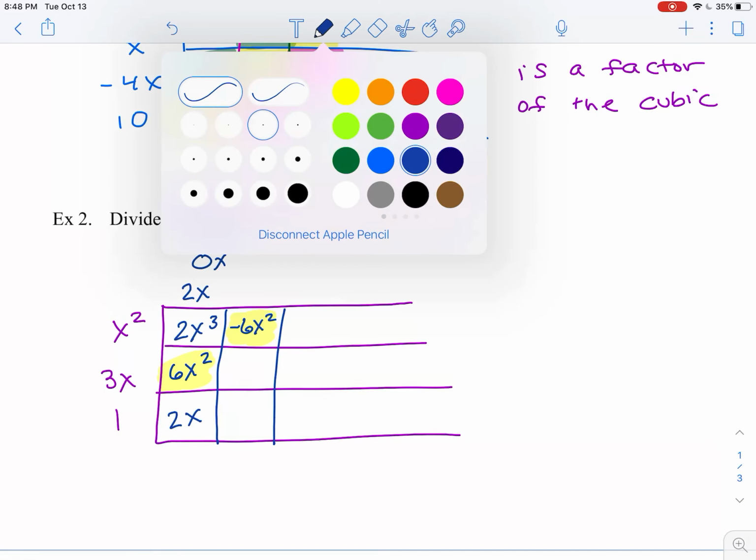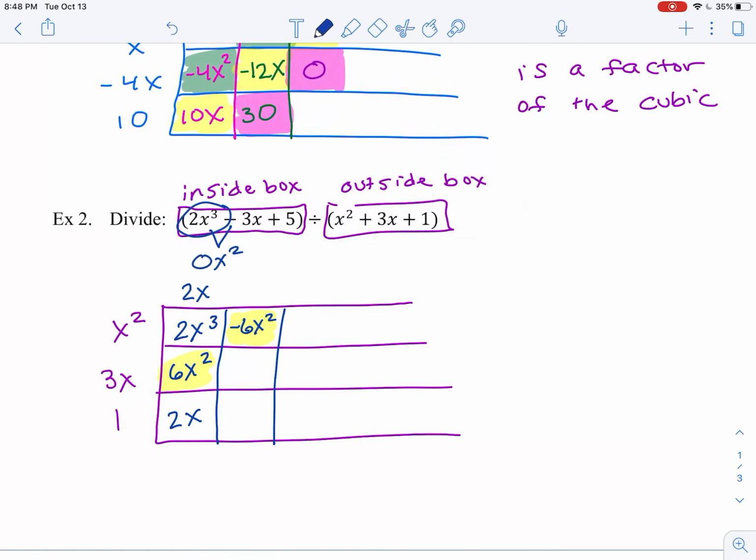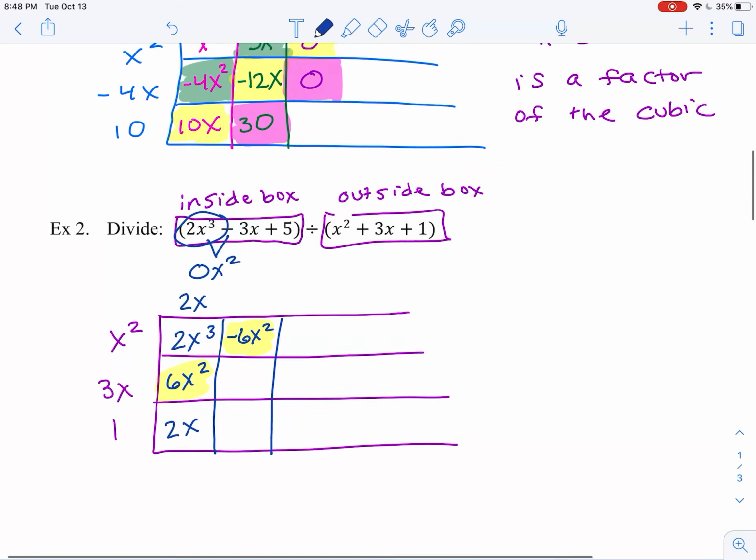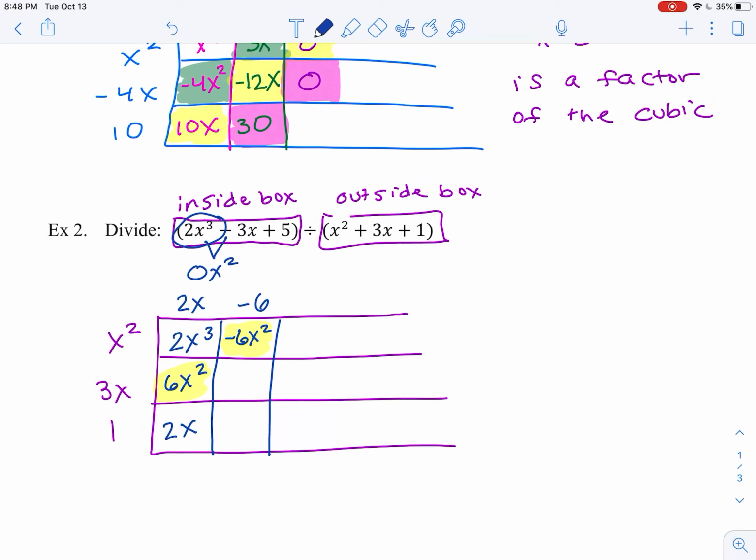So now this allows me to start again, right? What would multiply by x squared to get a negative 6x squared? Sorry, you probably hear my dog in the background. It would need a negative 6. And that negative 6 would multiply by everything. So that would give me negative 18x and negative 6. Well, let's look at our next set of diagonals.